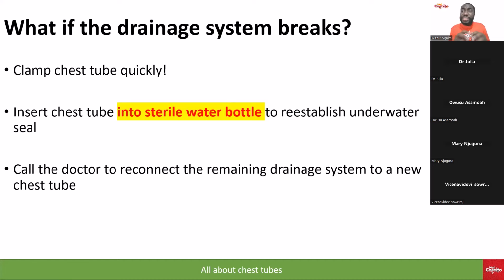So if the chest tube system breaks, you want to pick the tube quickly and put it in an underwater seal drainage. The reason is that you don't want air to start going into the pleural space again, because if the patient breathes in, the patient will suck air from the outside. So as soon as the system breaks, you put the tube underwater so that it does not suck air and cause trouble for the patient. Number three, call the doctor to reconnect the remaining drainage system to a new chest tube. So these are the steps: if the system breaks, clamp it, put the tube underwater, and then call the doctor to come and reconnect quickly.